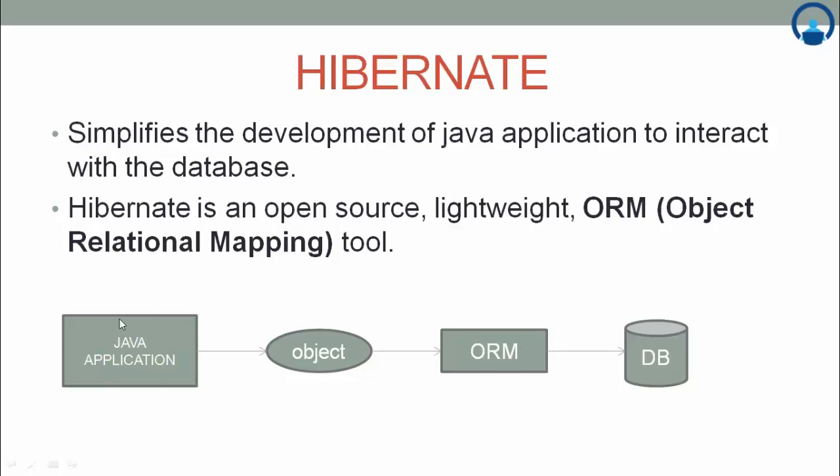As this diagram states, first of all we have our Java application, and in Java we have objects. This ORM tool utilizes the objects from my Java application and maps them to DB objects. Java objects can correspond to a class, and a DB has several objects, like a table, which is also a DB object. So we map our Java objects with the tables present in the database, and that is achieved through the ORM tool, which is object relational mapping.